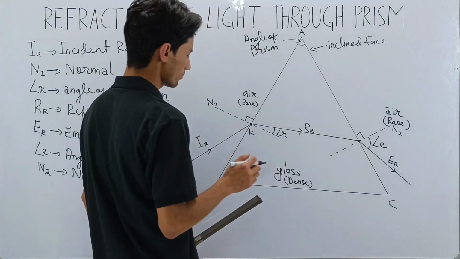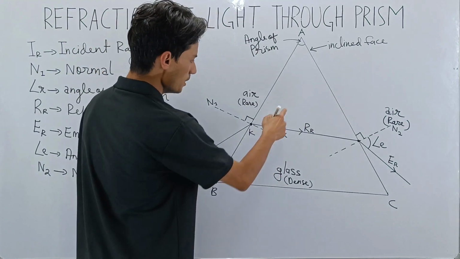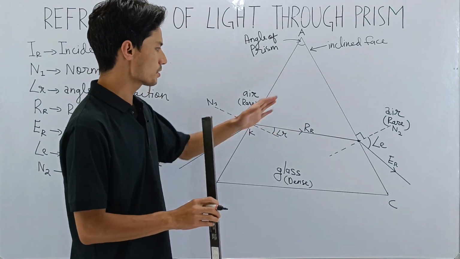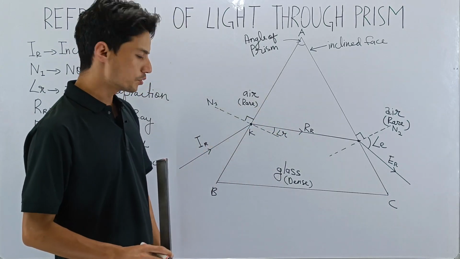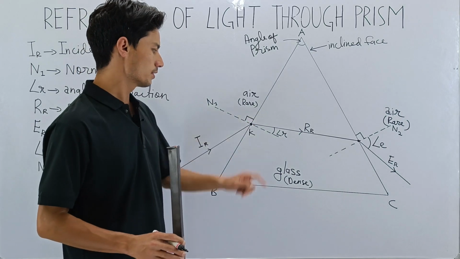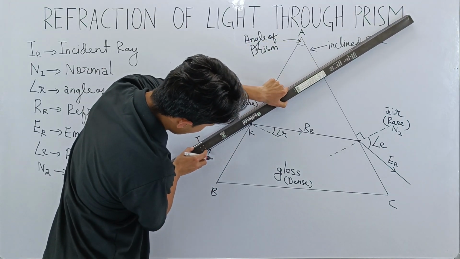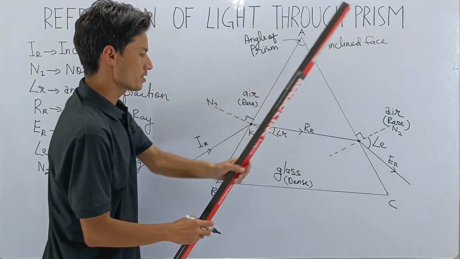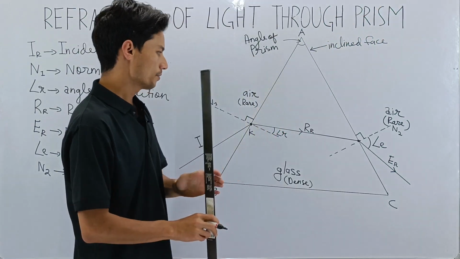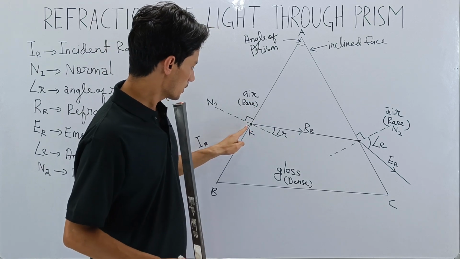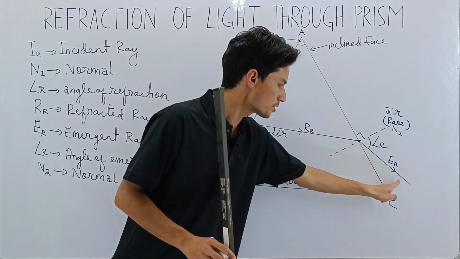Now you see, class, if this prism was not there, then how do you suppose this incident ray will have traveled? Will it not have traveled like this? Yes, isn't it? It will have traveled straight, okay. But then because of the prism, how is it traveling? Look, it is traveling like this, okay. The emergent ray looks like this.